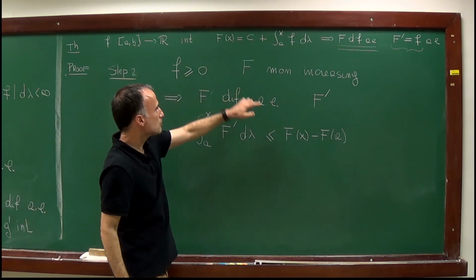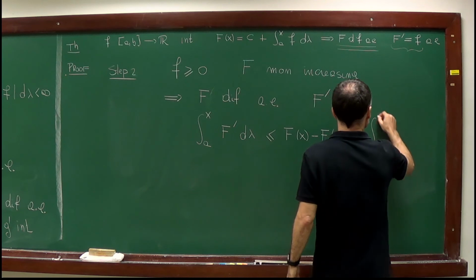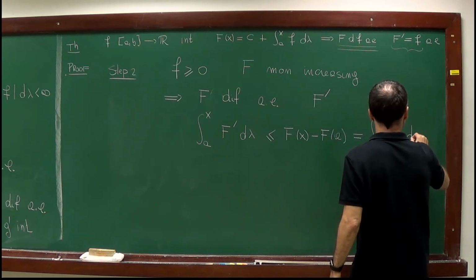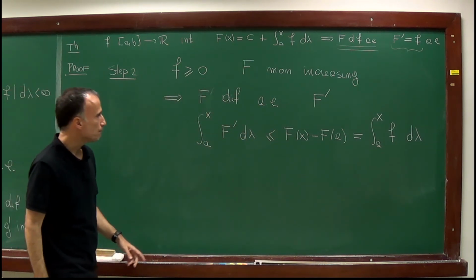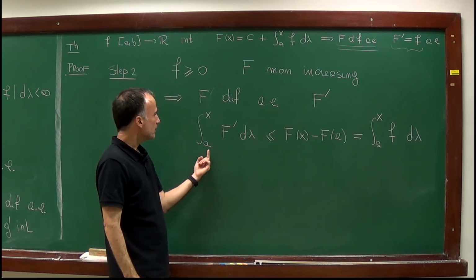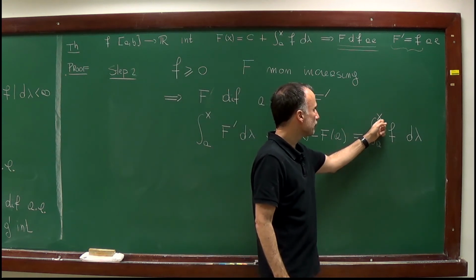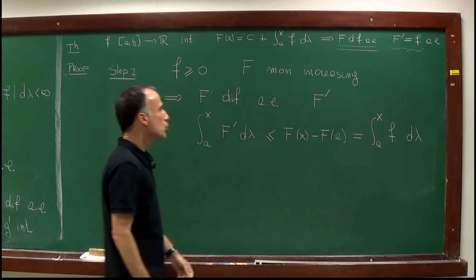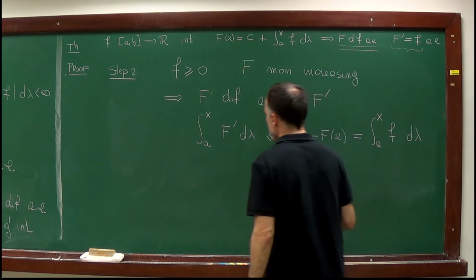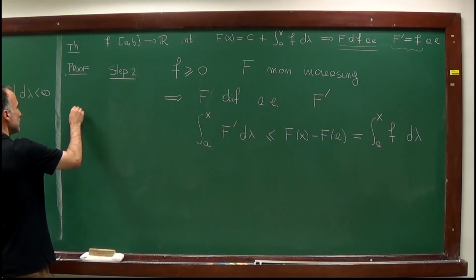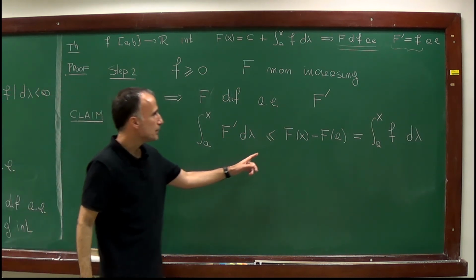But now F(x) minus F(a), well, this is equal to the integral from a to x of f d lambda. So we have an inequality. We have that the integral from a to x of F prime is less or equal than the integral from a to x of f d lambda. So what I claim, and this is what I want to prove now, is that we have actually an identity here.